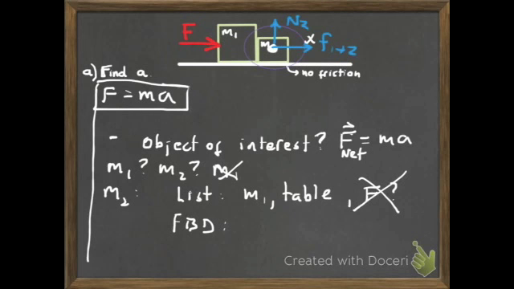The force that is related to the contact with the table is normal 2, and a gravitational force of m2g acting on it. So now our free body diagram is complete.